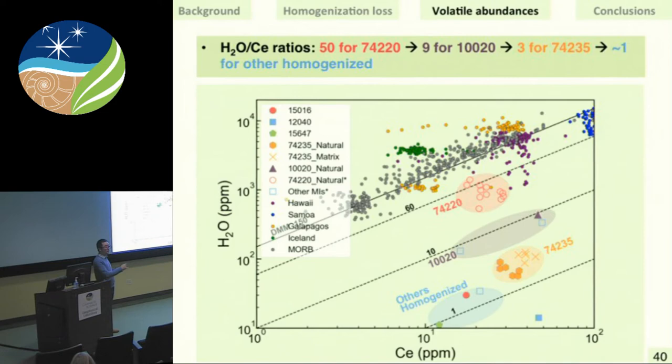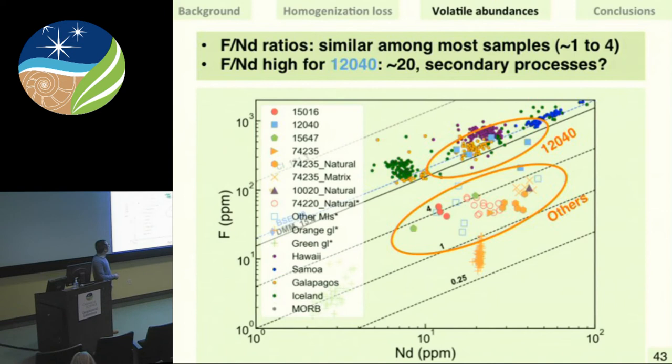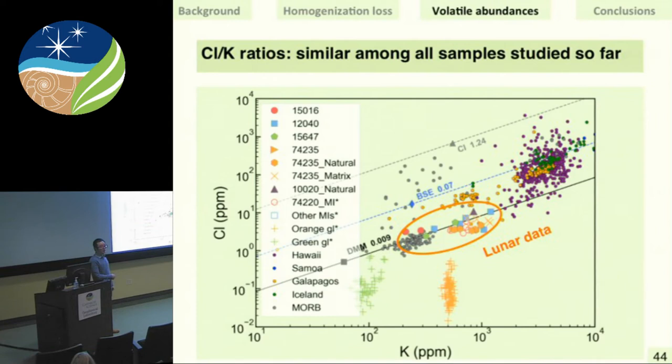Why do you compare fluorine to neodymium, water to cerium? So these plots are selected so we compare a volatile element to a refractory element that have similar degrees of incompatibility. In this way, we can minimize the variation caused by crystallization and partial melting.